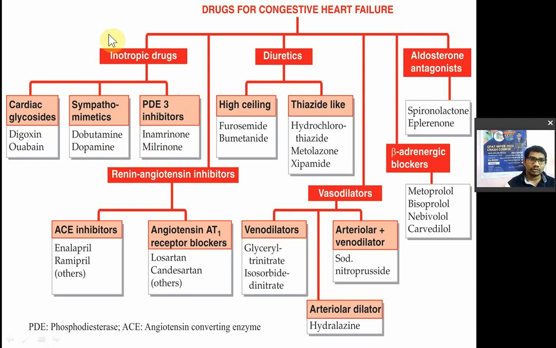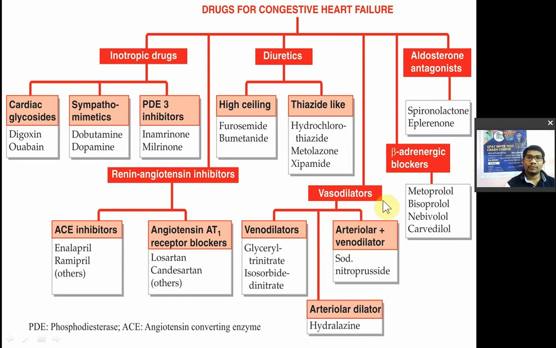Second class, renin angiotensin inhibitors. So in that you have ACE inhibitors like ramipril, enalapril and others. AT1 receptor blockers like sartans, losartan, candesartan. Then diuretics. In the diuretics you have high ceiling diuretics or loop diuretics like furosemide, bumetanide, torsemide, etc. Thiazide-like diuretics: hydrochlorothiazide, metolazone, xipamide, indapamide.